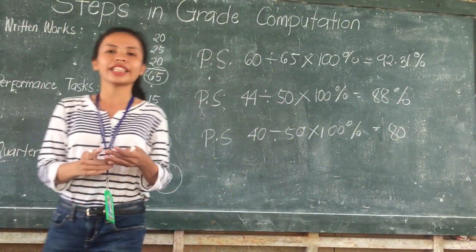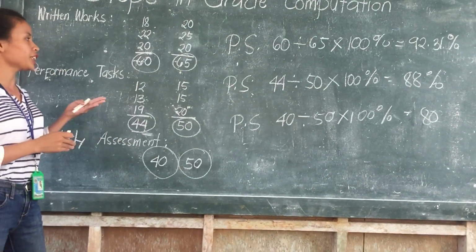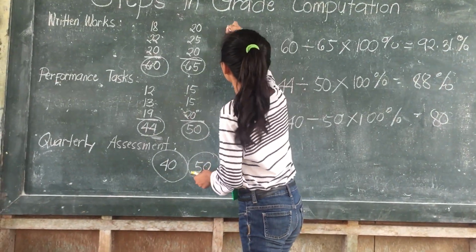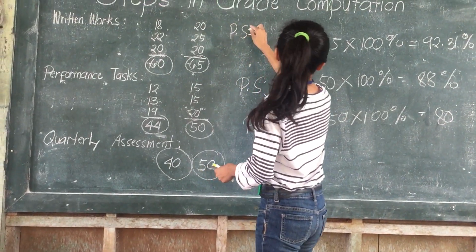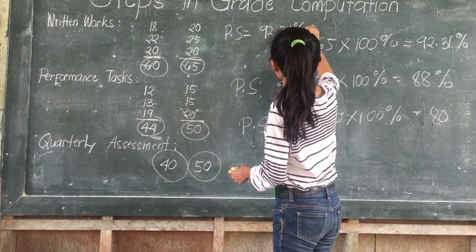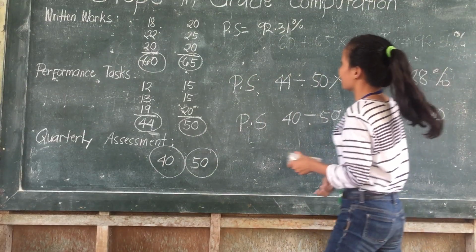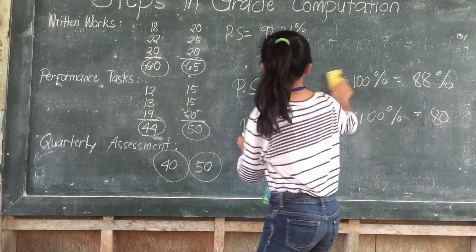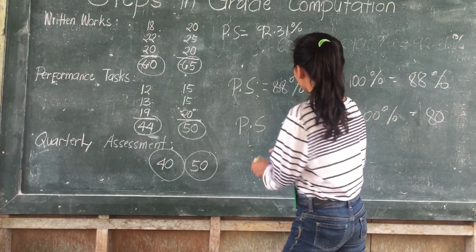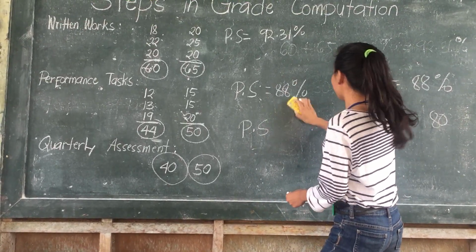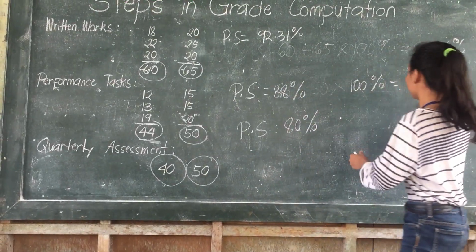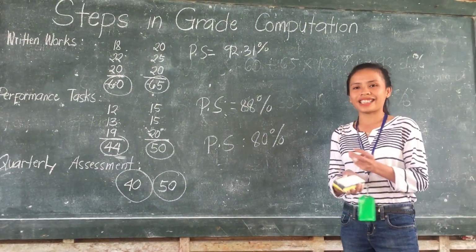So now we already have the percentage scores for each component. So let's write it here. PS for written works is 92.31%. And for performance task, 88%. For quarterly assessment, 80%. So that's the second step.